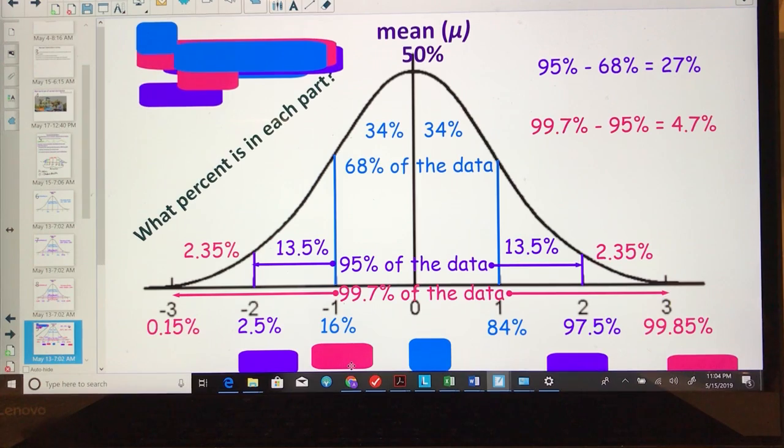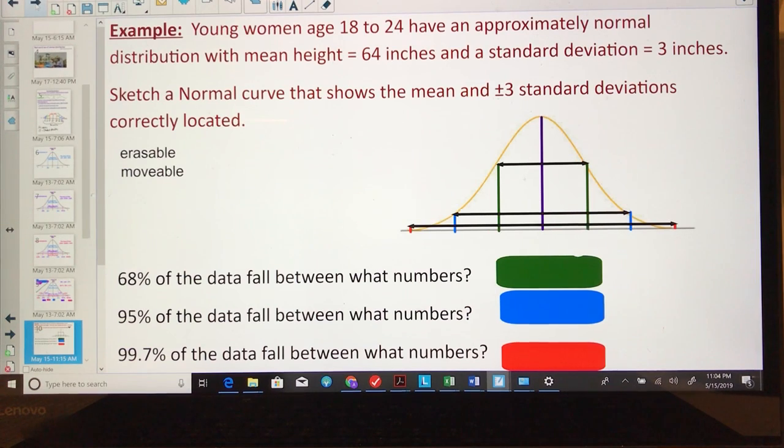And there's a lot on there, but the more we work with this, the better we'll do on it. All right, so here's an example. Young women ages 18 to 24 have an approximately normal distribution, with the mean height being 64 inches and a standard deviation being 3 inches. Sketch a normal curve that shows the mean and the plus or minus 3 standard deviations correctly located.